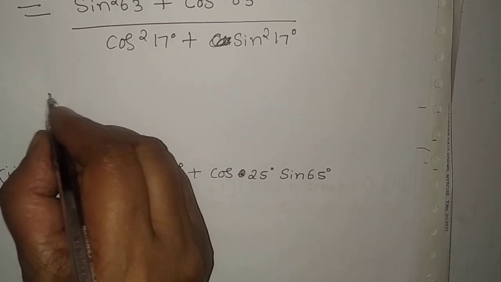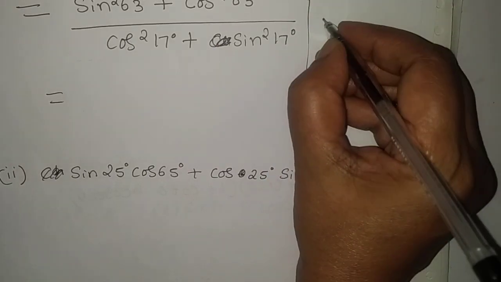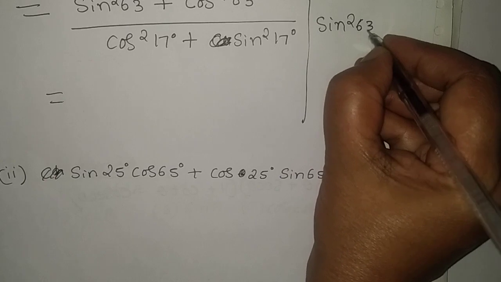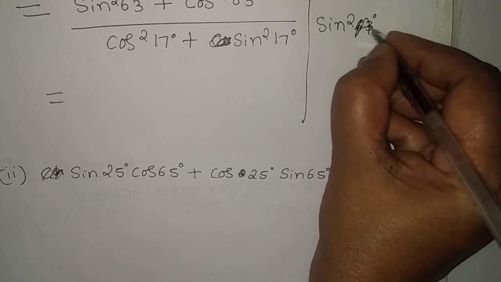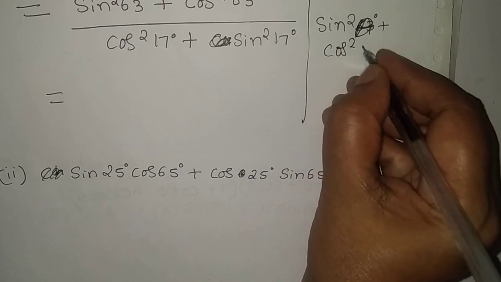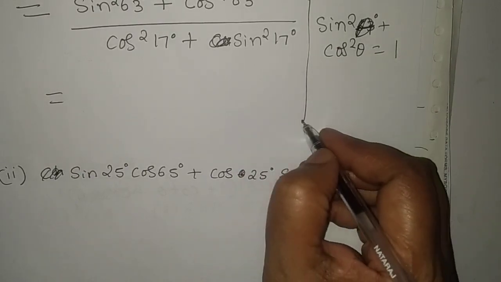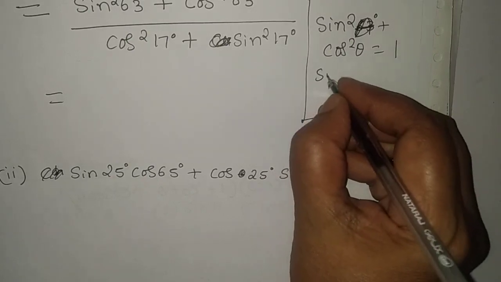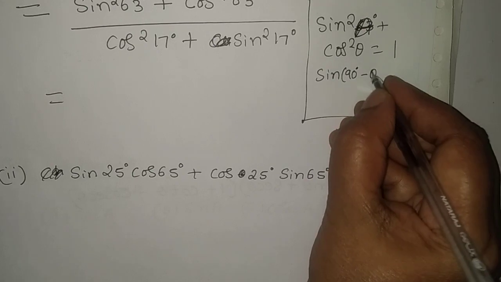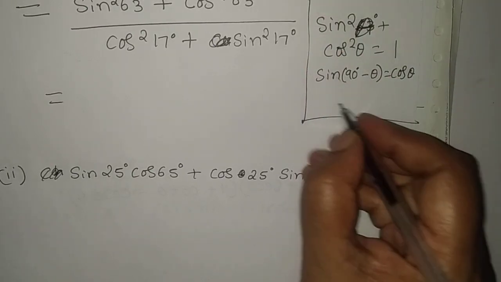So finally we can write this one as sin square plus cos square, as we know. Sin square theta plus cos square theta is equal to 1, so apply this here. One more thing, sin of 90 minus theta is equal to cos theta, and all these we have applied here.